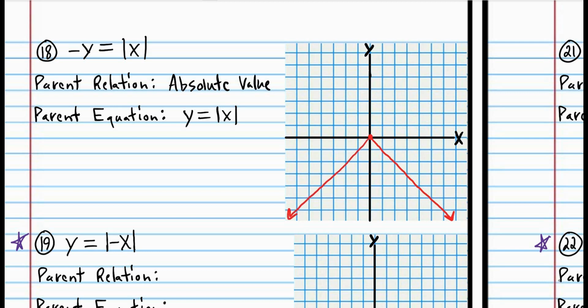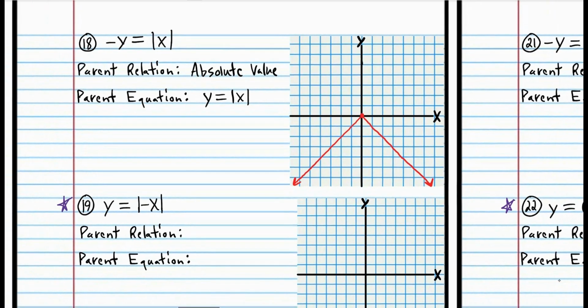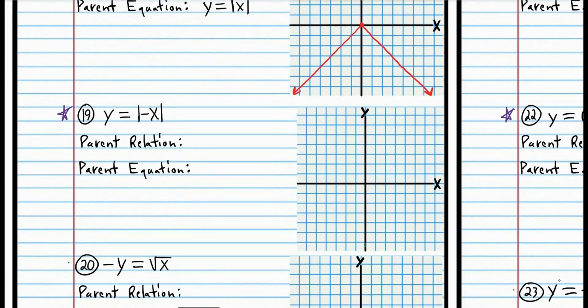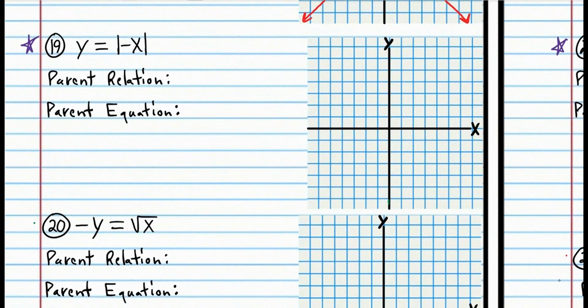The most important thing is to remember the basic shapes. I didn't draw that too well. But remember the basic shapes and remember the basic concepts of reflection and translation, and this stuff is not going to be too difficult. Okay, so in this problem we have the absolute value relation again.